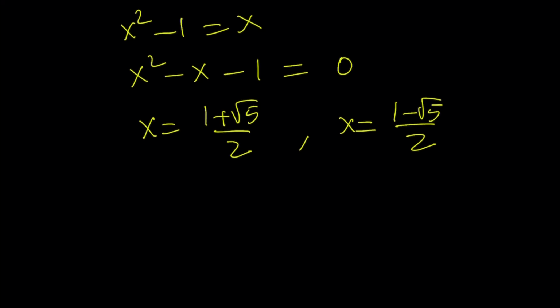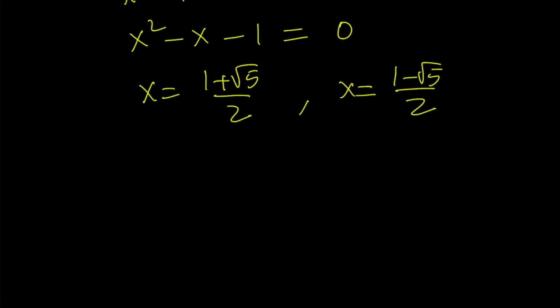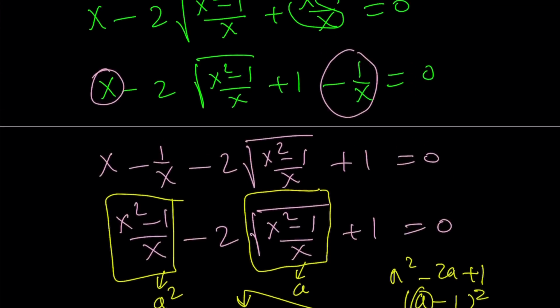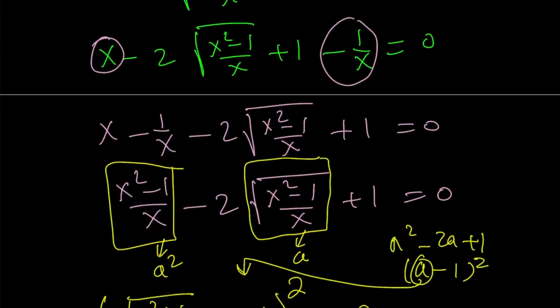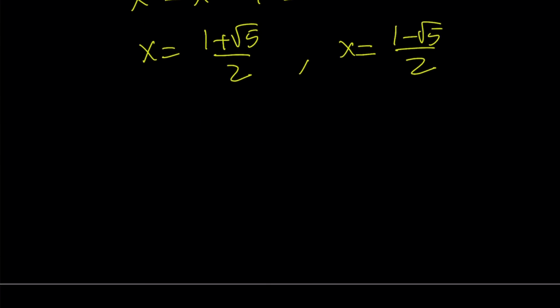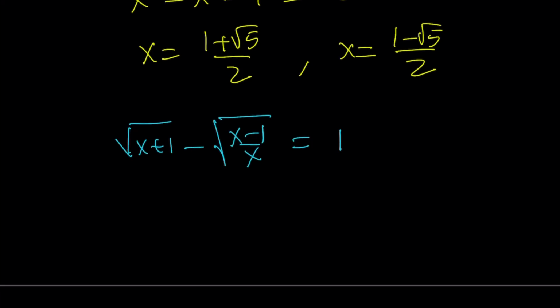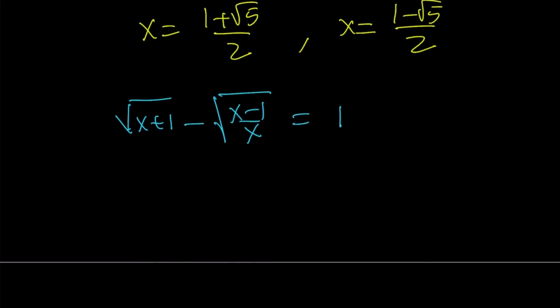Now, here's the thing. This looks good to me and that looks good to me, but we had to check for extraneous solutions. Now, who would like to plug it in here? What is the original equation? Let me rewrite it for you. The original problem was square root of x plus 1 minus the square root of x minus 1 over x. If you plug in x values and then subtract them, you're going to have to deal with a lot of radicals. But don't worry, I've done it for you.